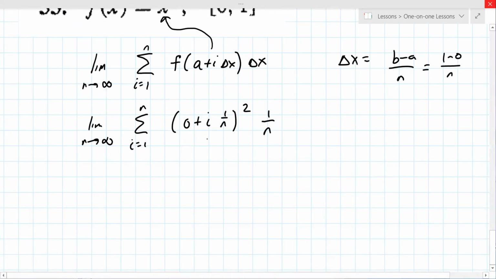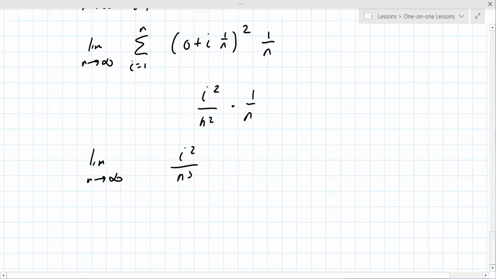Yeah, I mean this becomes i squared over n squared times 1 over n. So this reduces to the limit as n goes to infinity of the sum of i squared over n cubed, because there's two n's there, and then the n comes out. So this becomes the limit as n goes to infinity of 1 over n cubed times the sum of i squared. And then there's a formula for this.